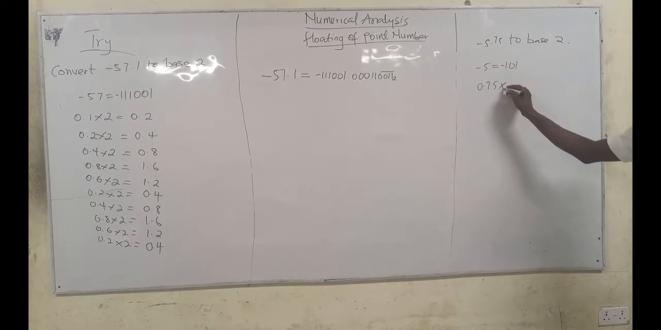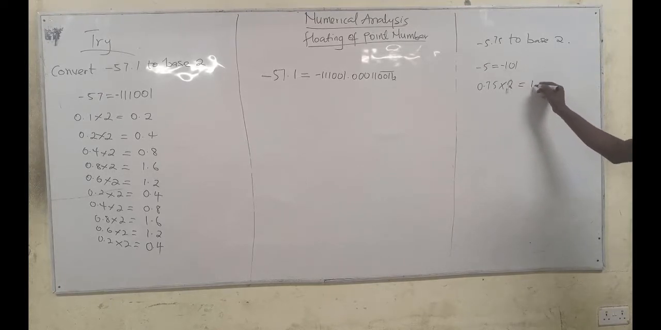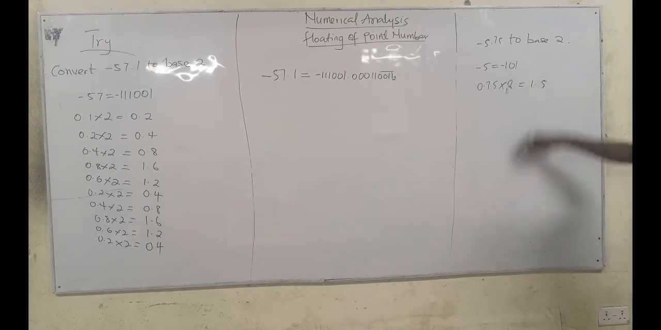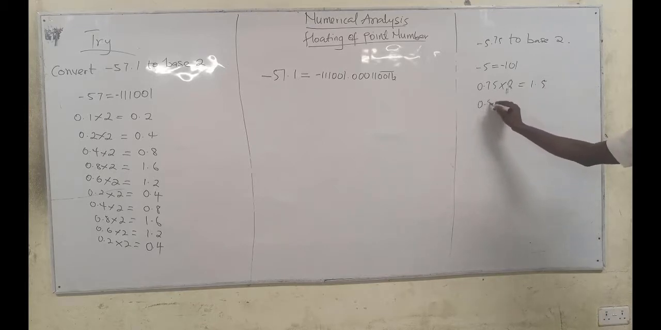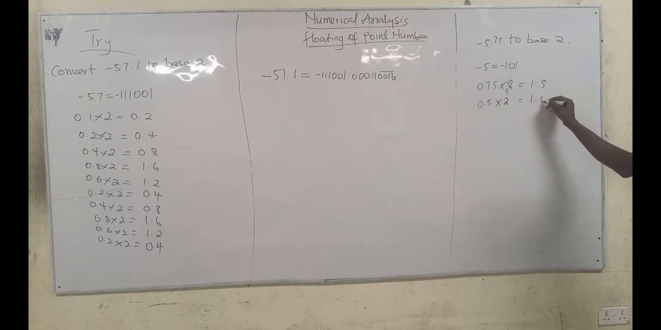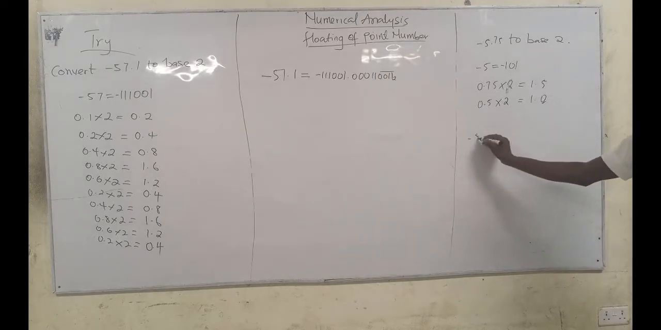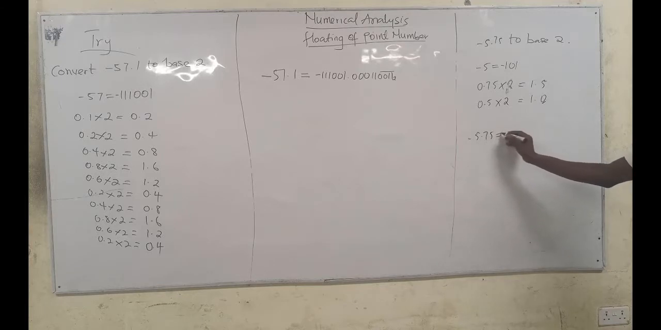So multiply that one by 2. What do we get? 1 point 5. Is that okay? Then the 5 here, is it in base 2? No. So you take 0.5, then you multiply by 2. So 0.5 times 2 will give us 1.0. This one is already in base 2, so you stop. You see, this one has an end. It will not recur like the one that we did. So we stop. We start from here, then you write it. So negative 5.75 is equal to negative 101 point.